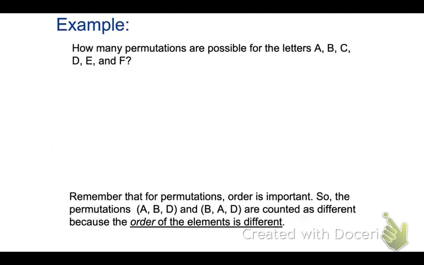Okay, so how many permutations are possible for the letters A, B, C, D, E, F? How many letters do I have? 6. So it's going to be 6 factorial. So that's going to be 6 times 5 times 4 times 3 times 2 times 1. Hopefully you remembered that 5 factorial is what? 120. So 720.